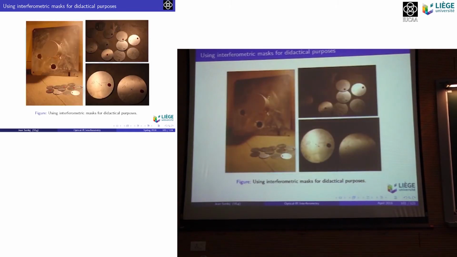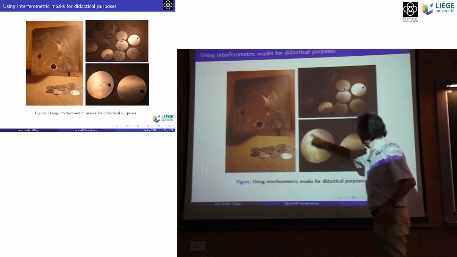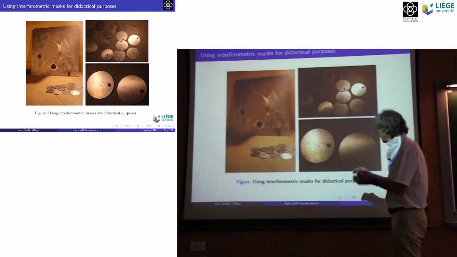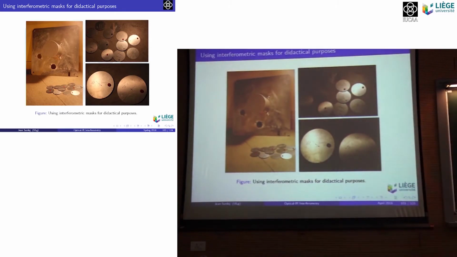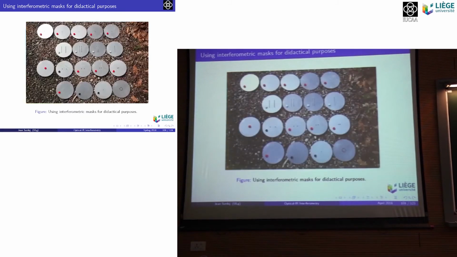Here you see some of the masks. It's just a piece of metal drilled with two nearby or well-separated holes. Or then, to get more light, we finally decided to drill slits with the same thickness. You see another example from our collection, used during the training of students on interferometry.